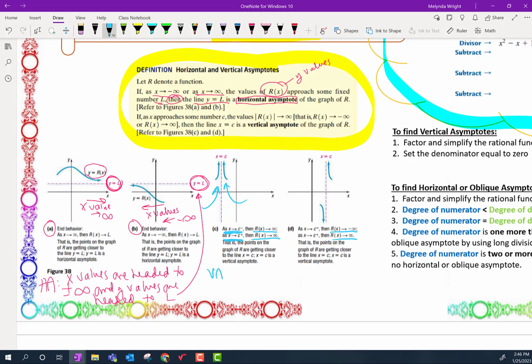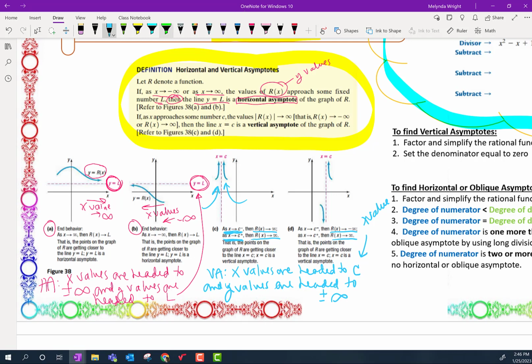So for vertical asymptotes, the x values are headed to C, and C is an x value, right? The x values are headed to C. C is an x value. And the y values are headed to positive or negative infinity.